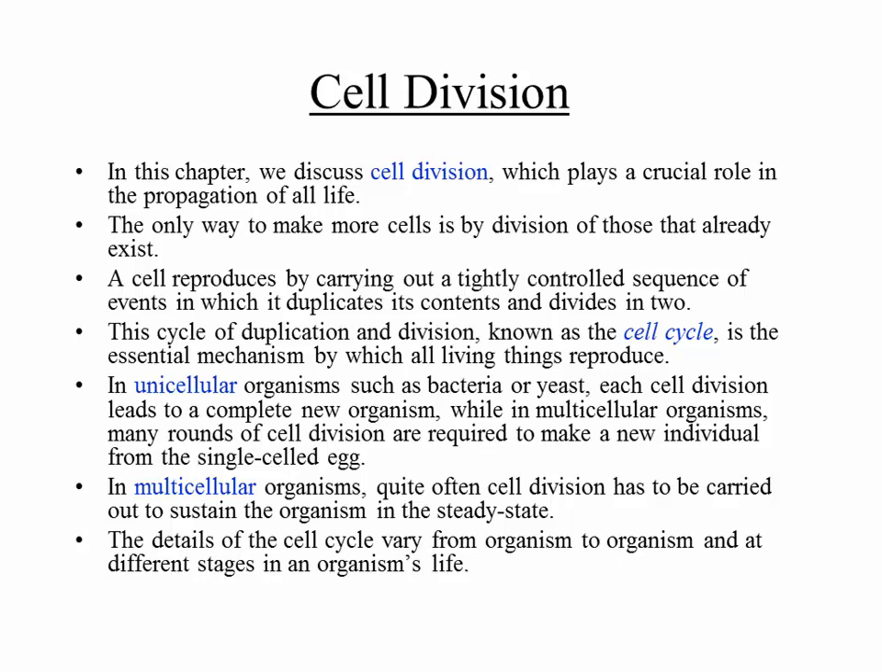In multicellular organisms, quite often cell division has to be carried out to sustain the organism even in the steady state. Like the cells on your skin, they're replaced once every 10 days. In your gut, once every 3 days. So even in the steady state, when you're not growing, you need cell division to be happening all the time. Now, the details of the cell cycle vary from one organism to another and at different stages in an organism's life. If it's a fetus developing in the womb, the rate of cell division will be very high.